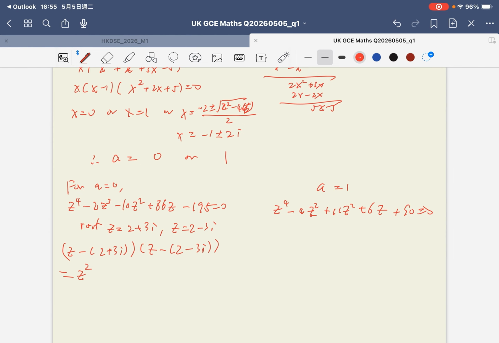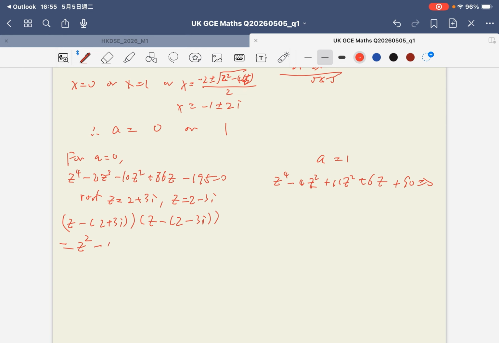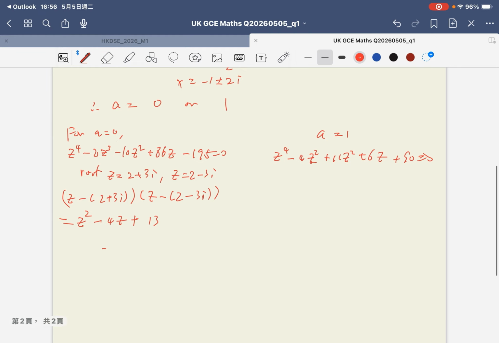And this factor is z squared minus 4z. You may multiply. This part is the sum of roots, and the last part is the product of roots. The product of roots is 2 squared plus 9, that is 13. Okay, now you may use long division, or I think your calculator supports this function. You may use your calculator to do the calculation.